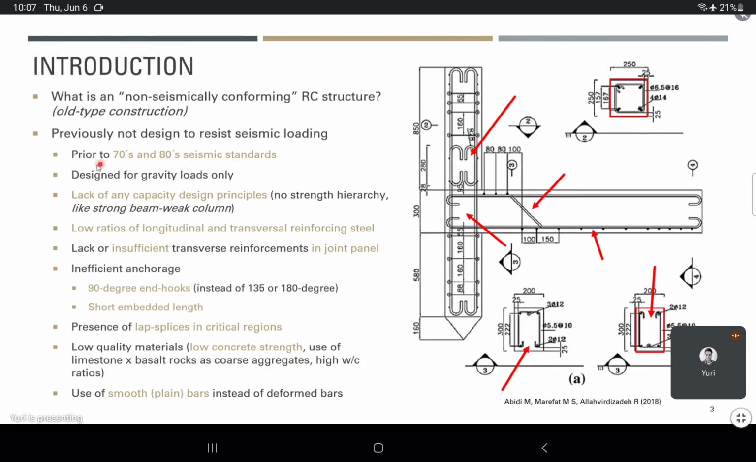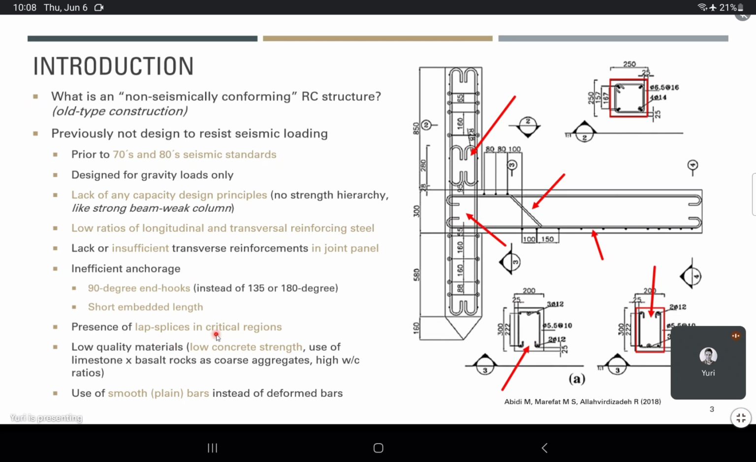Primarily these buildings are designed for only gravity loads. They lack any capacity design principles, such as strong beam and weak column. We can identify low ratios of longitudinal and transversal reinforcement steel, so not enough stirrups, both in beams and in columns, nor in joint panels. We also have inefficient anchorage. For example, we would have 90-degree hooks instead of 135 or 180-degree hooks, and short embedding lengths in support regions too.